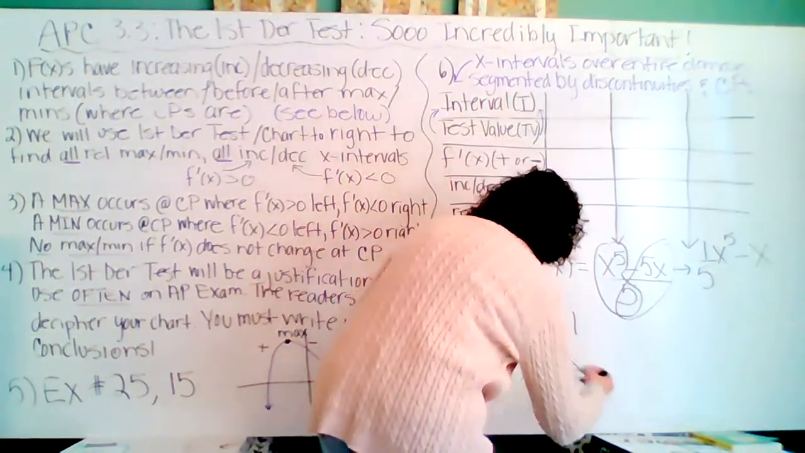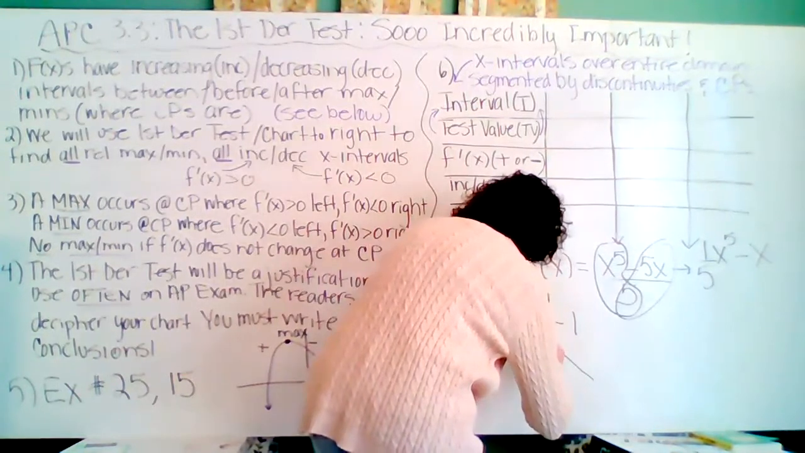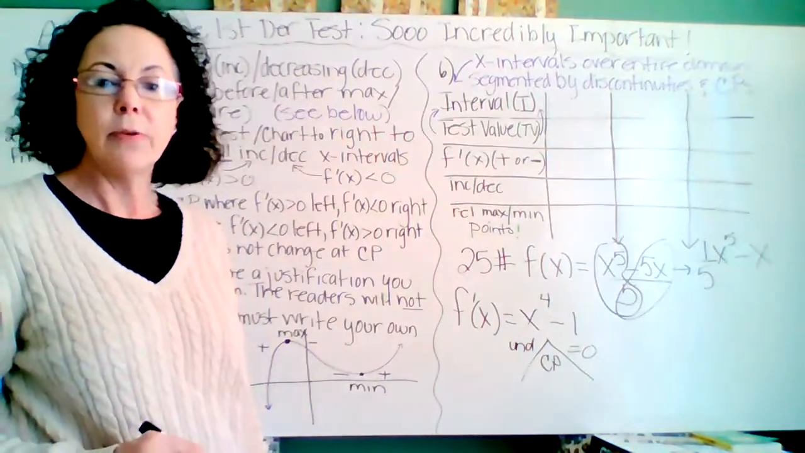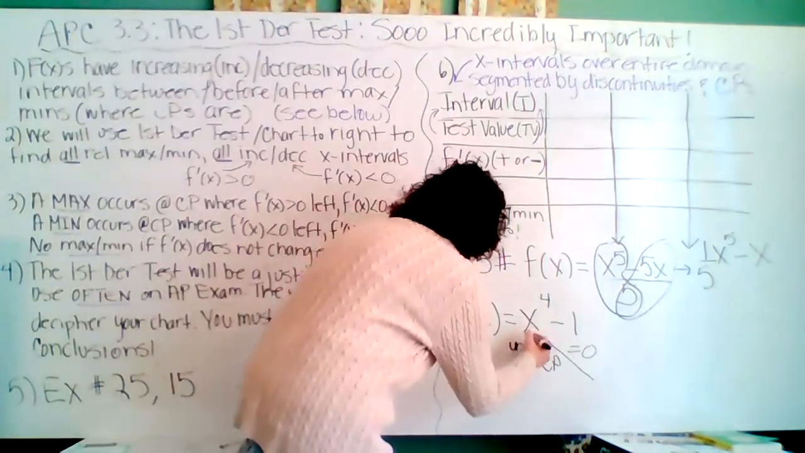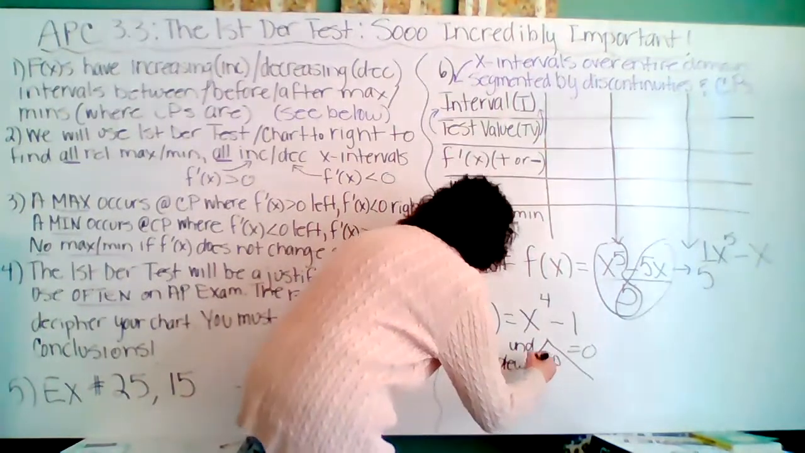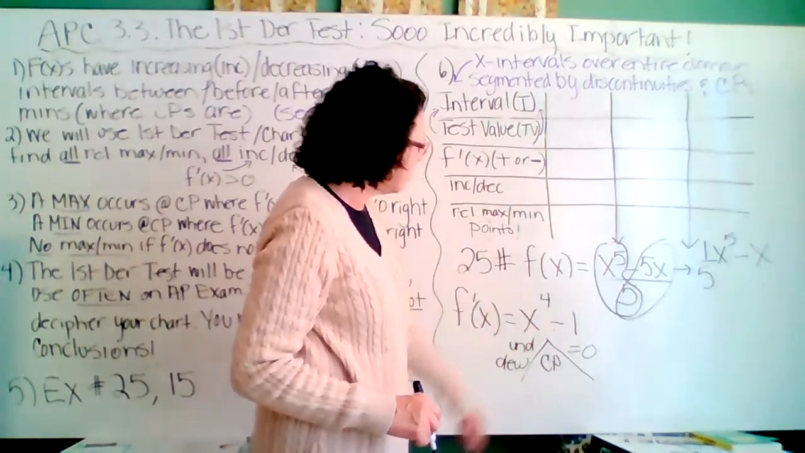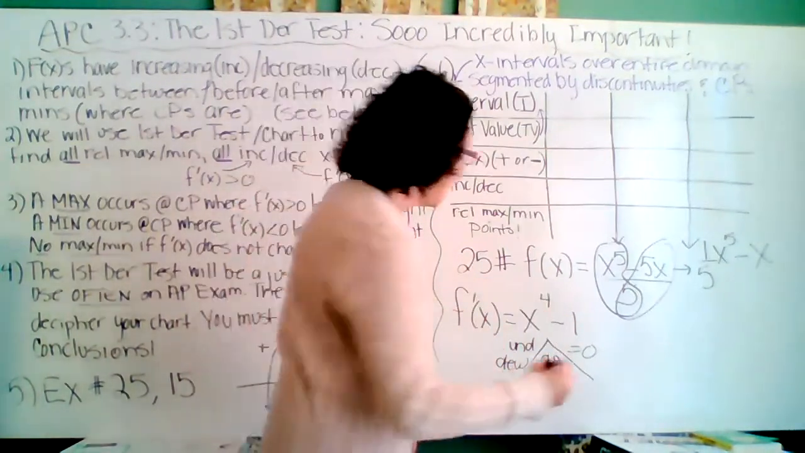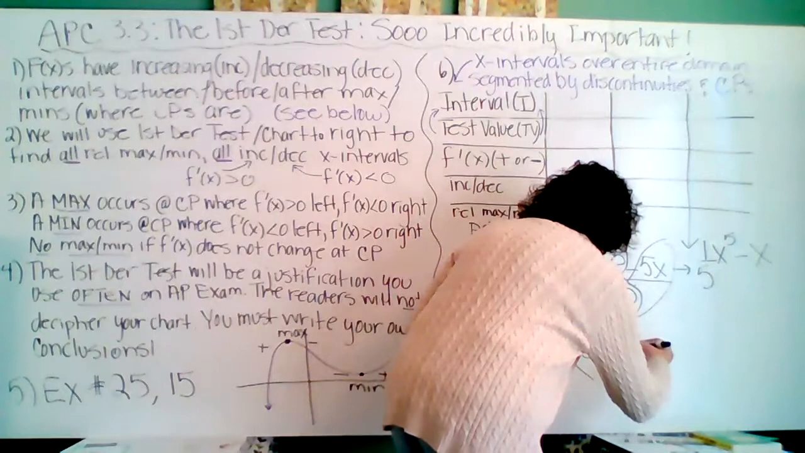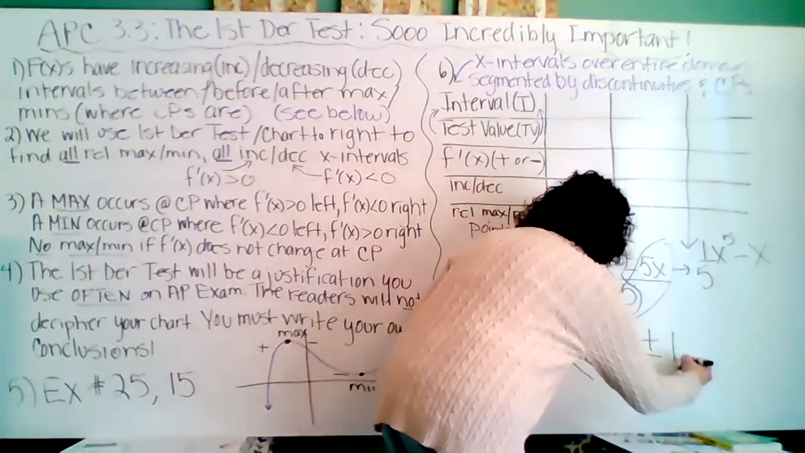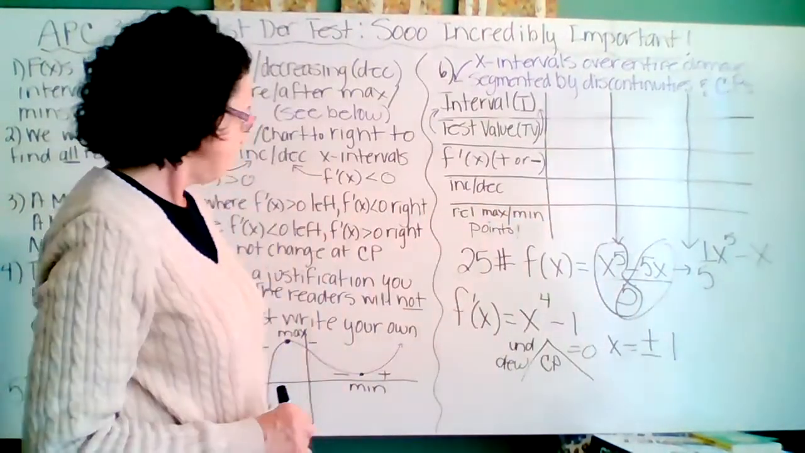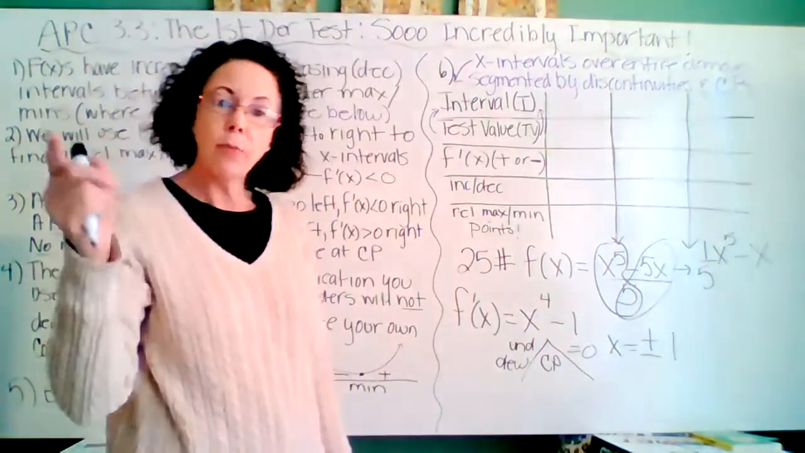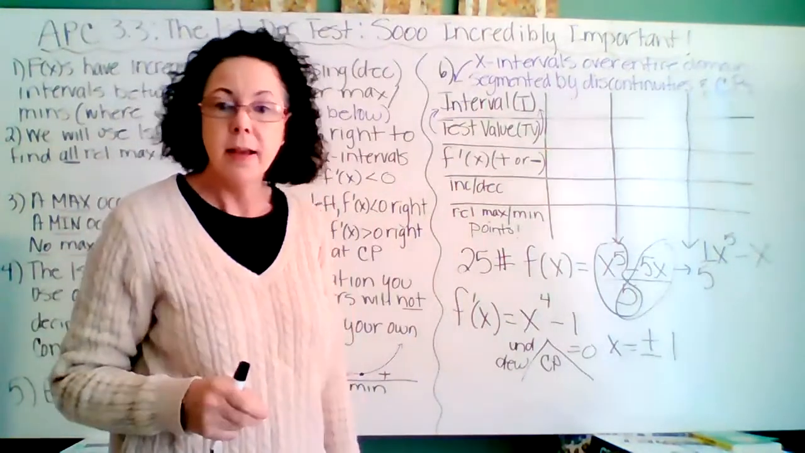Okay, for our critical points, where is this derivative undefined or 0? It is defined everywhere because it's a polynomial. Where is it equal to 0? Well, when I add a 1 and take the 4th root, I get that that happens at x equals plus or minus 1. Right, so again, I set x to the 4th minus 1 equal to 0, add a 1, take the 4th root, plus or minus 1.